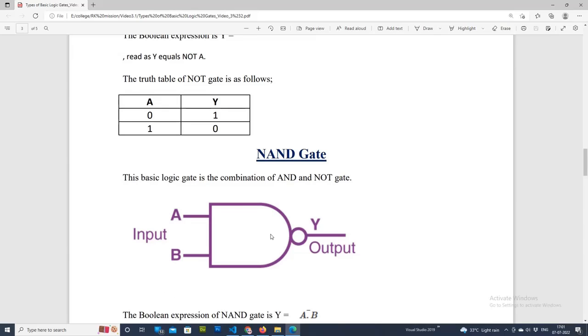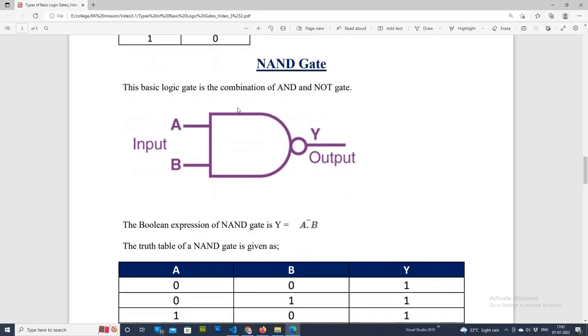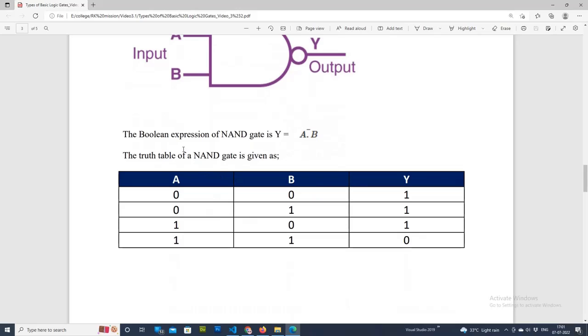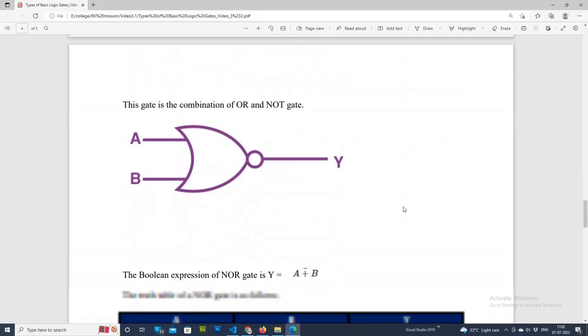NAND gate, the basic logic gate, is a combination of AND and NOT gates. So here we have the AND gate, and here we have the NOT gate. The Boolean expression of the NAND gate is y equals a dot b, whole bar. The truth table of the NAND gate: the inputs are a 0 0 1 1 and b 0 1 0 1. So the output should be 1 1 1 0.